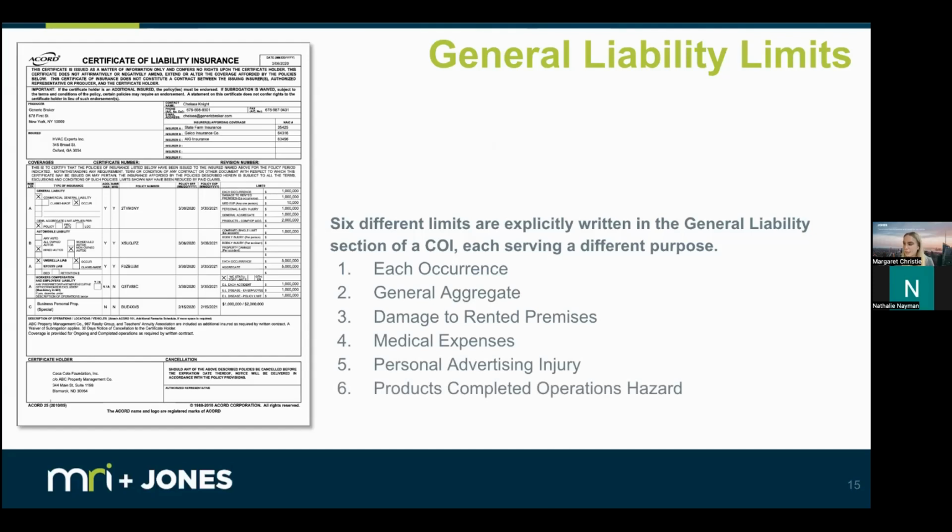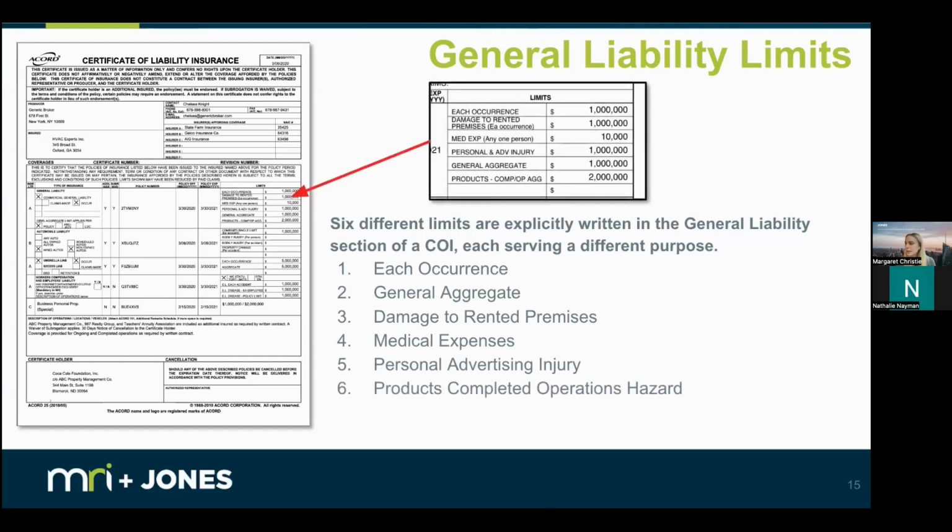So the things that we talked about a little bit earlier, and you're going to find these here. The information about each occurrence and general aggregate is going to be useful every time we're talking about these liability policies. So I'm just going to quickly explain what those things mean. Each occurrence, like I said, is the maximum amount the insurance policy will cover per each liability event. General aggregate, again, is going to be the total per the policy period.